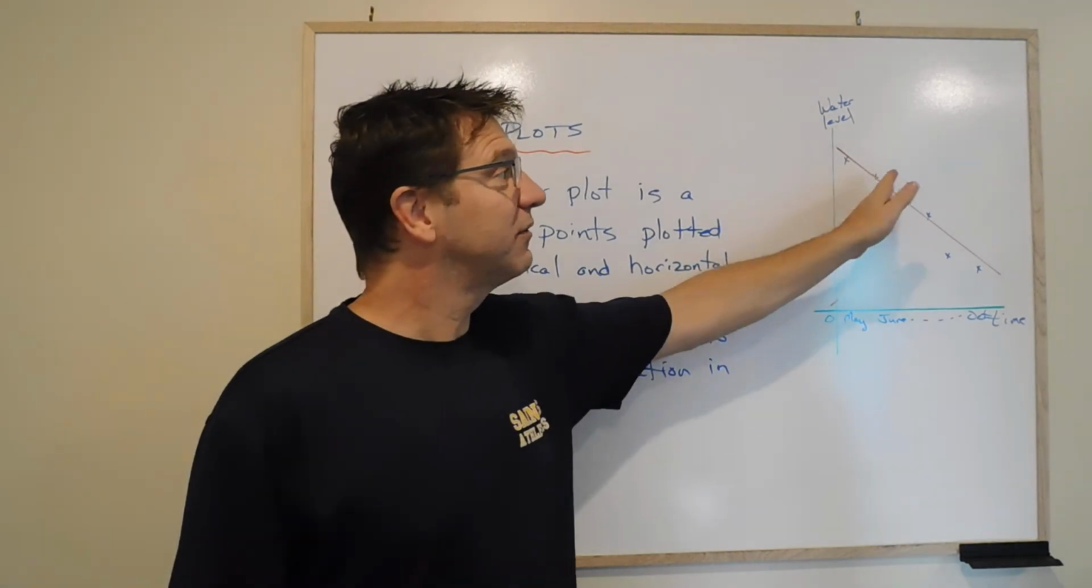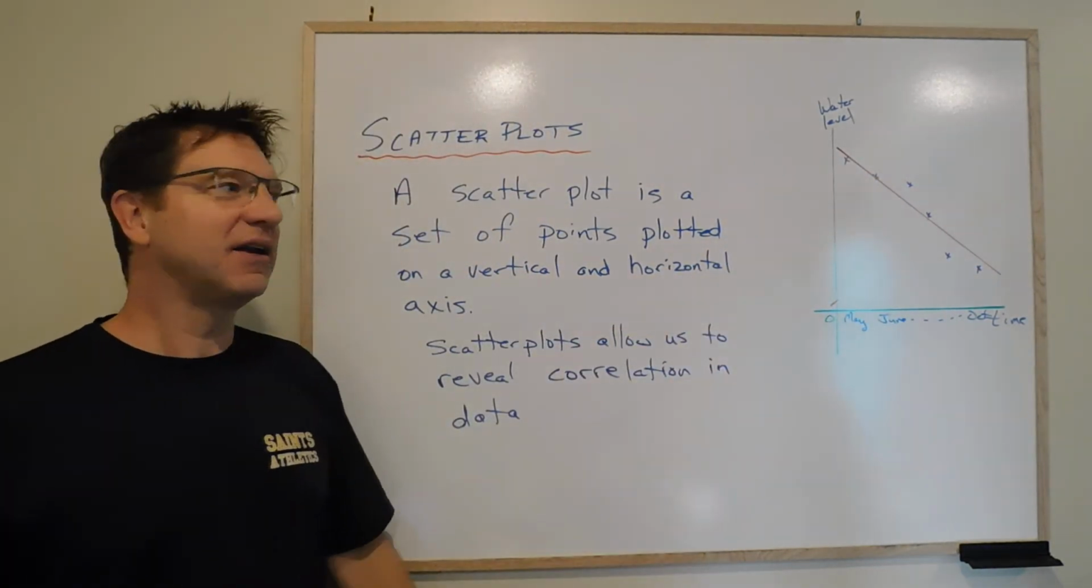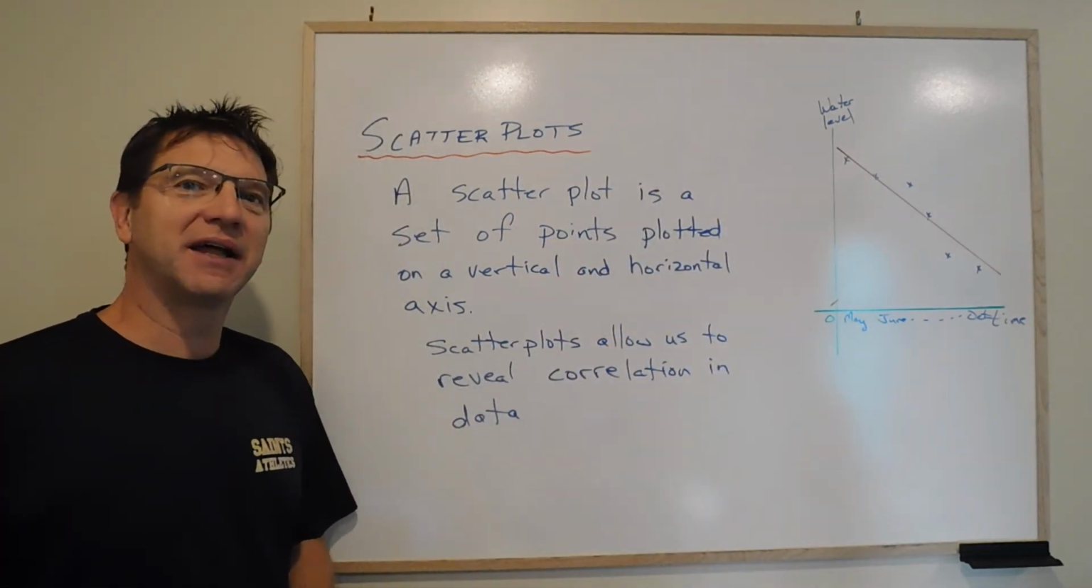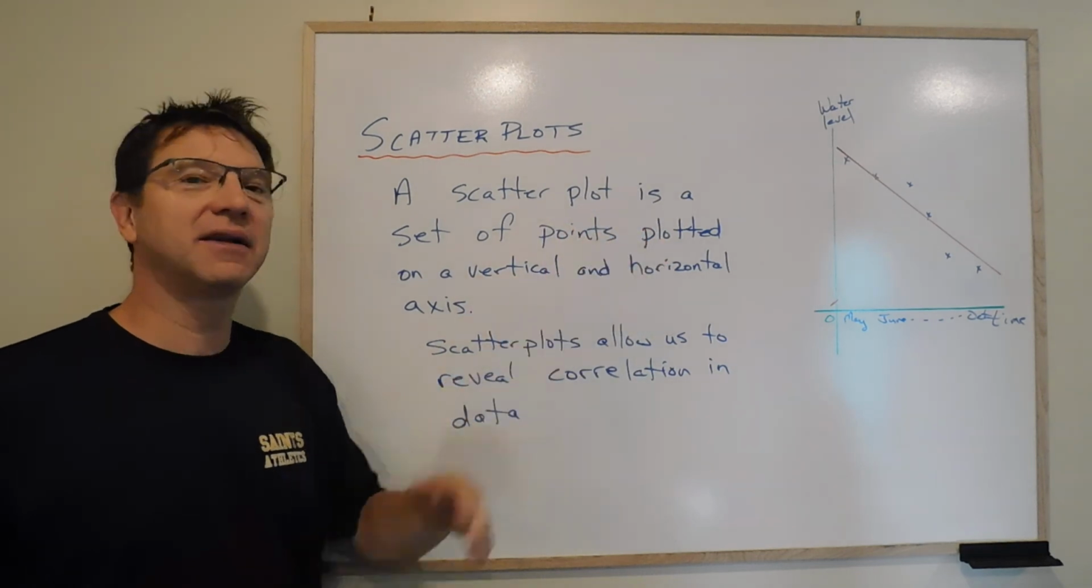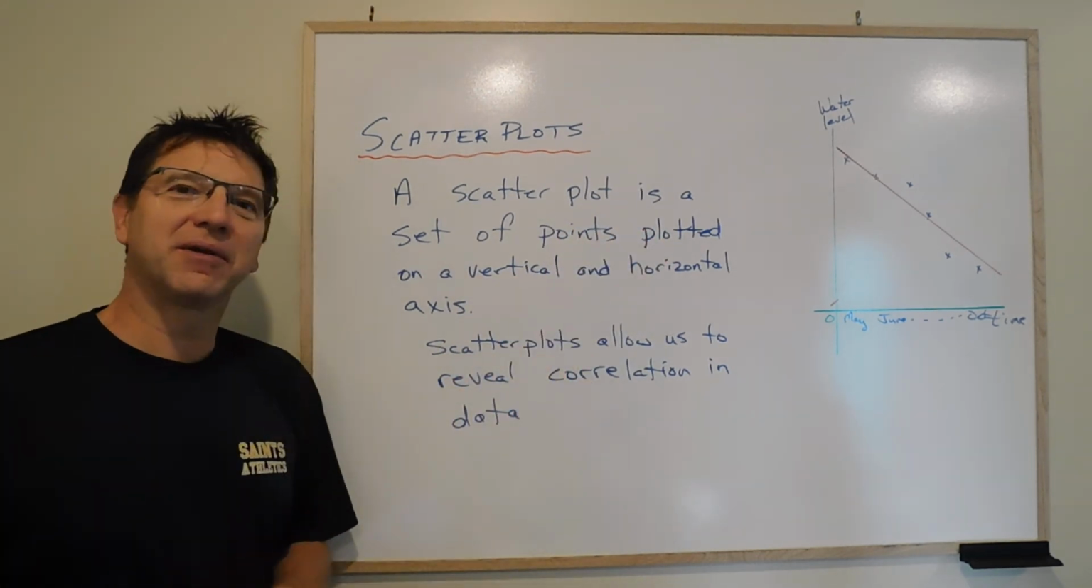Again, these points are not exactly on the line, but we can draw a trend line or a line of best fit, and that's how scatter plots work. It's plotting the data and seeing what the trends are, and those trends, we get into something called correlation.